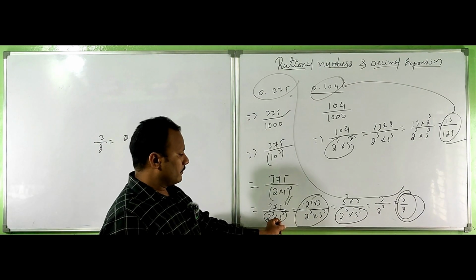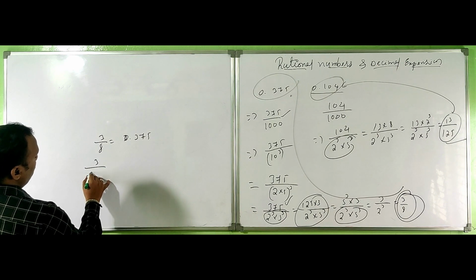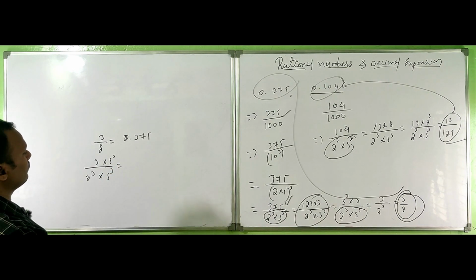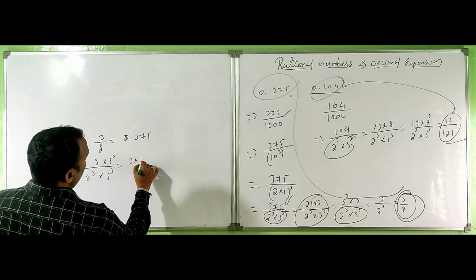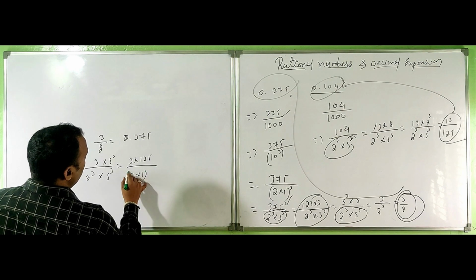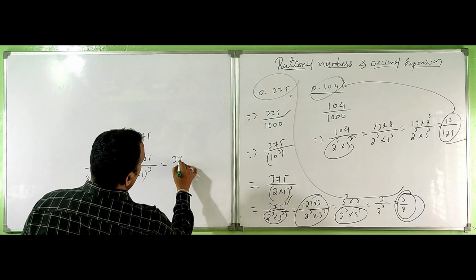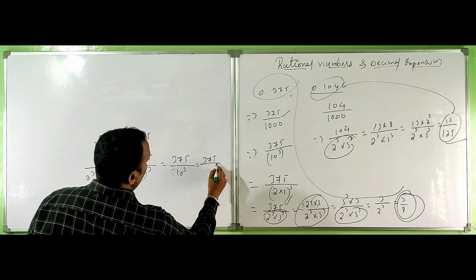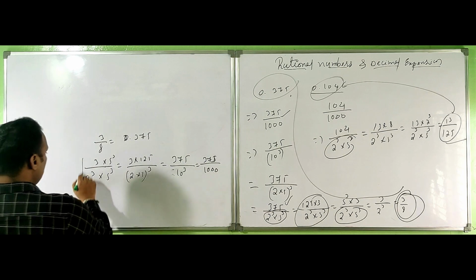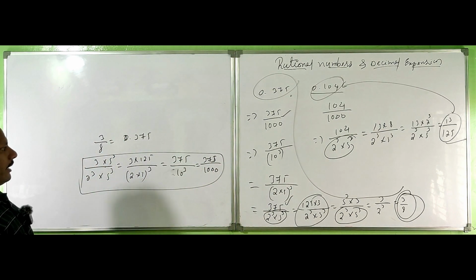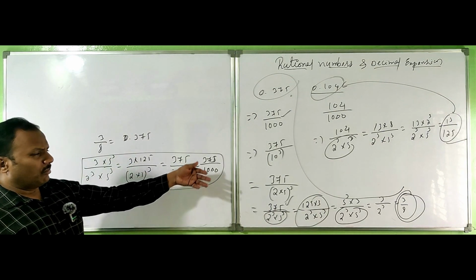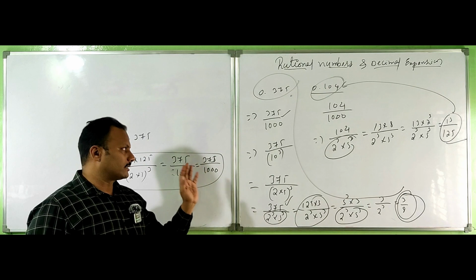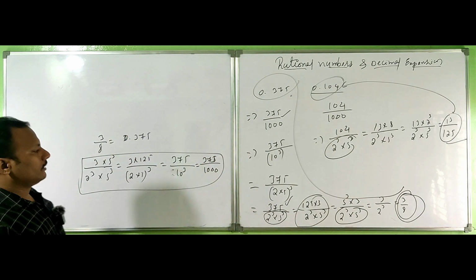Okay, 3 by 2 cube, can I write this by multiplying by 5 cube on both sides? This one becomes 3 into 125 by 2 cube into 5 cube, because this becomes 375 by 1000, that is 10 cube. This one is 375 by 1000. See, if you get 1000, immediately you can write it in the form of decimals. Just push the digits to the right side, by the number of zeros, and put the point. Okay, this is the method.